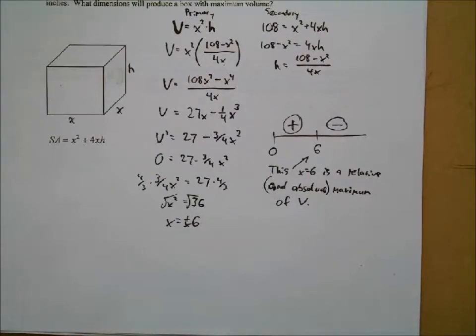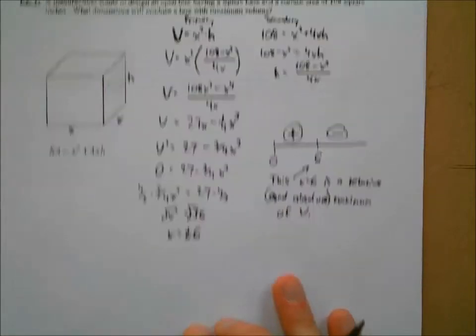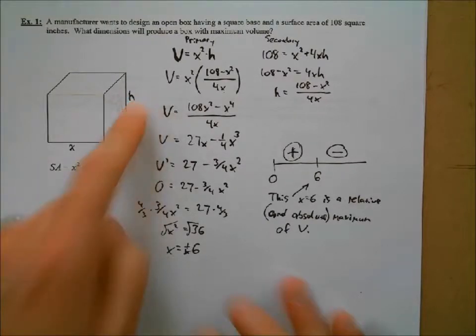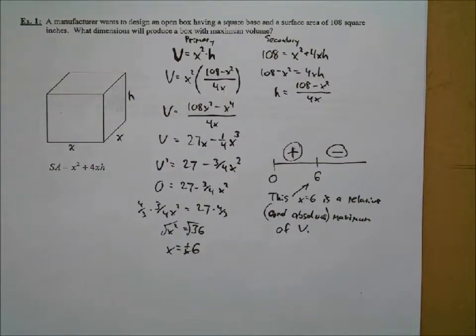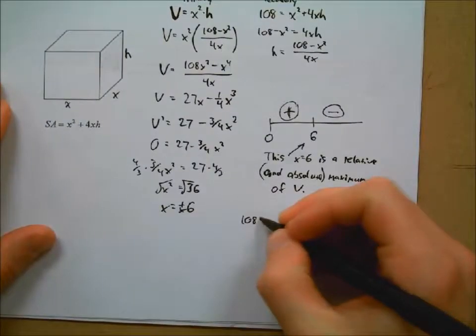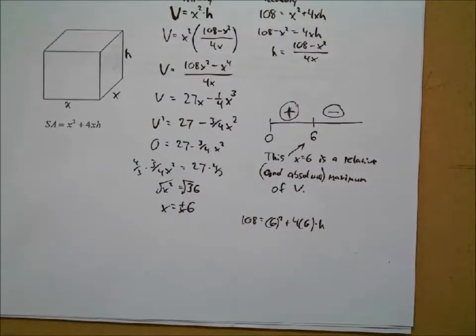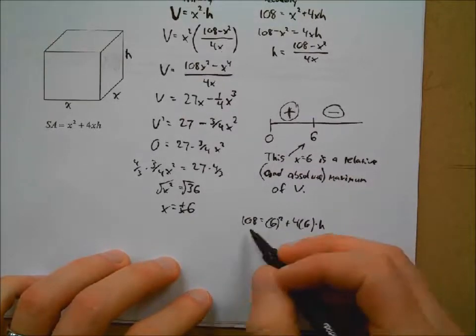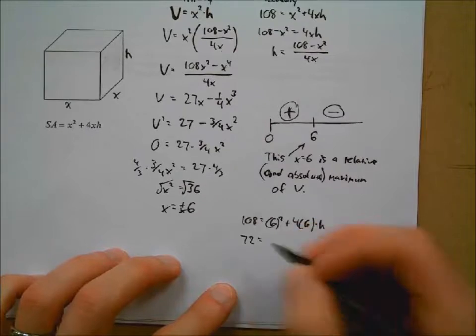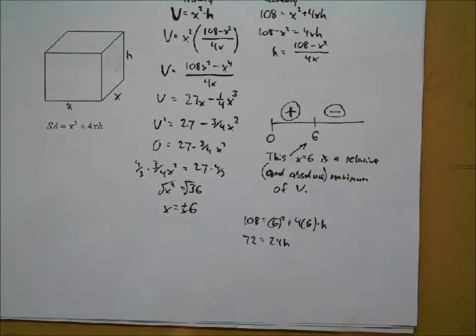So the question, though, have we answered the question? We've got one dimension, x is 6. But what other dimension do we still have to find? h. How can we solve for h here? Plug 6 back into that secondary equation. So we have 108 equals 6 squared plus 4 times 6 times h. That's 36, and taken away from 108 leaves us with 72. So 72 equals 24h. Divide both sides by 24. h is 3.